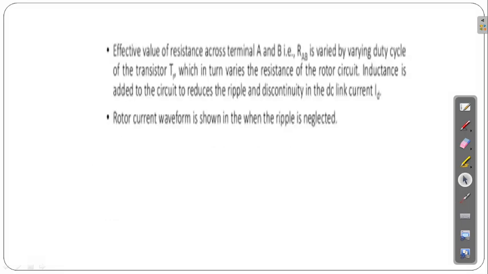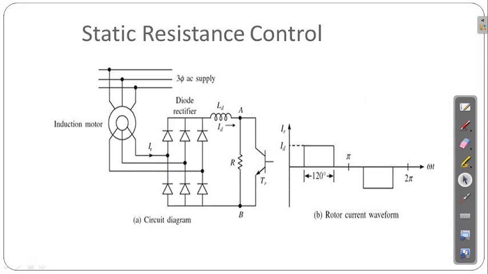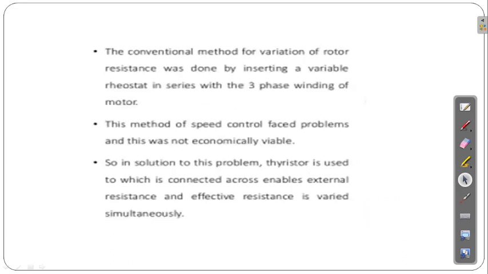Then the effective value of resistance across the terminals A and B, that is RAB, is varied by varying the duty cycle of transistor TR, which then varies the resistance of the rotor circuit. An inductance is added to the circuit to reduce the ripple and discontinuity in the DC link current ID. So the rotor current waveform is shown when the ripple is neglected.